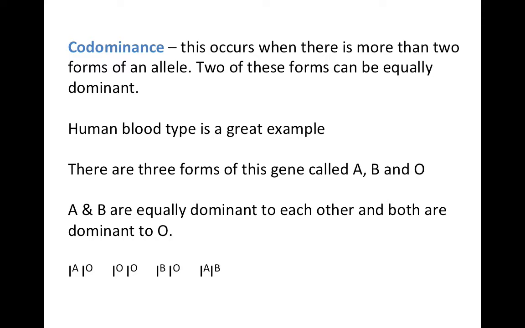Human blood type is a great example because there are 3 forms of this allele. There's the A form, the B form, and the O form. Turns out that A and B are equally dominant to each other, and they're both dominant to O. So when you express these alleles together, it's common to use the letter I and then the subscript. So this individual would have one allele that's A, so you say I subscript A, and one allele that's B, so it's I subscript B. I tend to not draw the I's, and it's more straightforward if I just draw the letters.